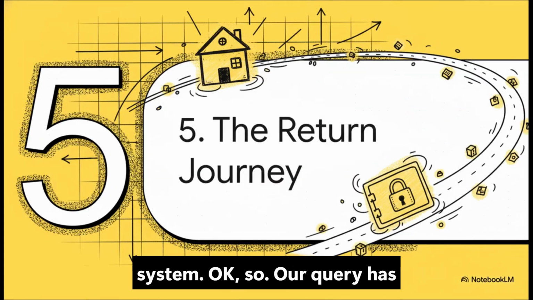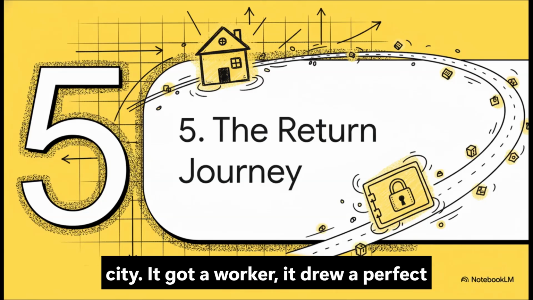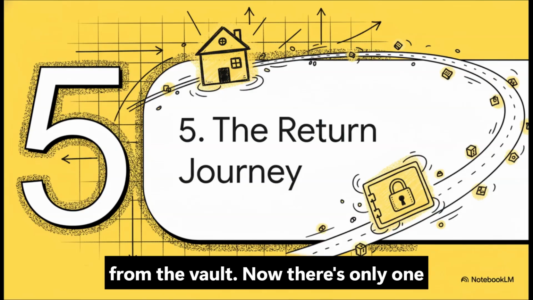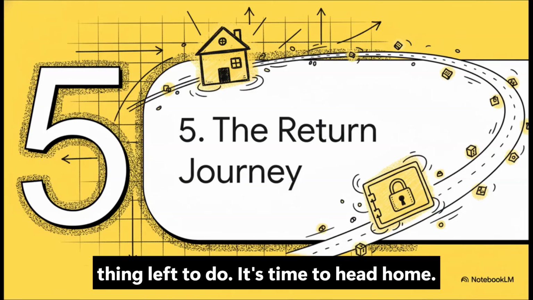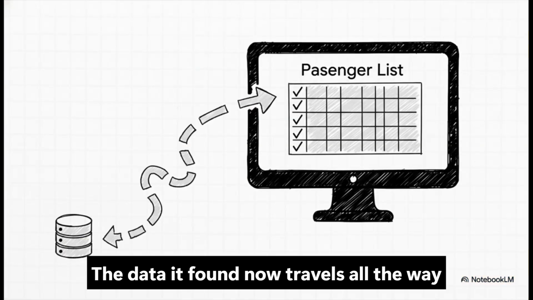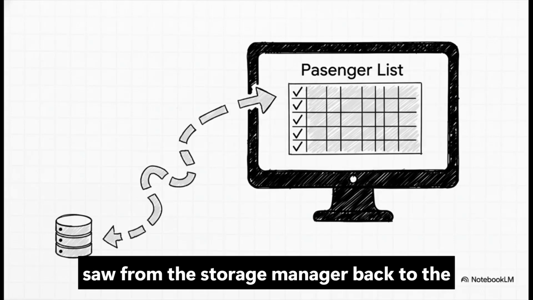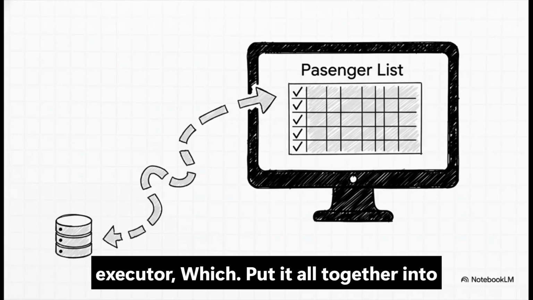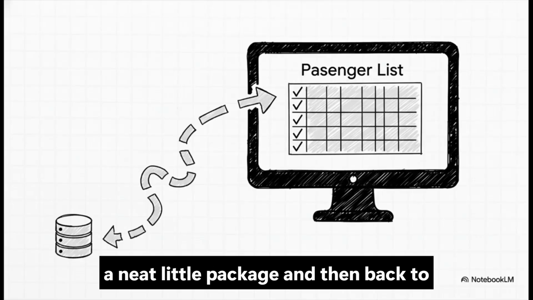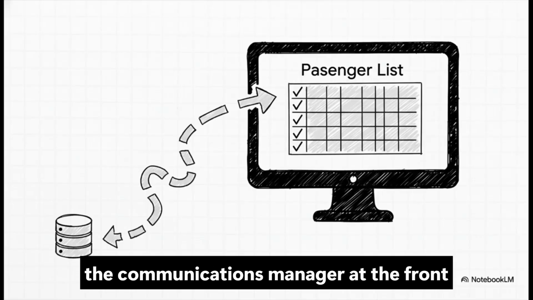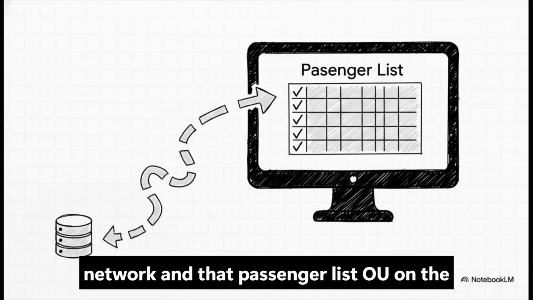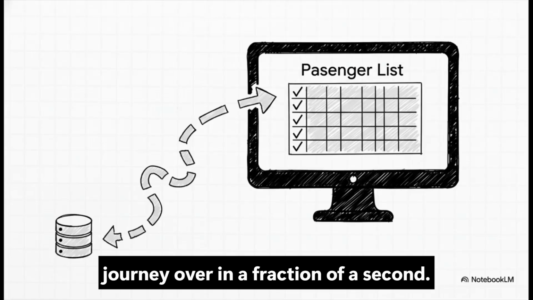Okay, so our query has successfully navigated the entire digital city. It got a worker, it drew up a perfect map, and it retrieved the precious data from the vault. Now there's only one thing left to do. It's time to head home. The data it found now travels all the way back up through all those layers we just saw, from the storage manager back to the executor, which puts it all together into a neat little package, and then back to the communications manager at the front door. Finally, it's zipped back across the network, and that passenger list pops up on the gate agent's screen. The whole incredible journey over in a fraction of a second.